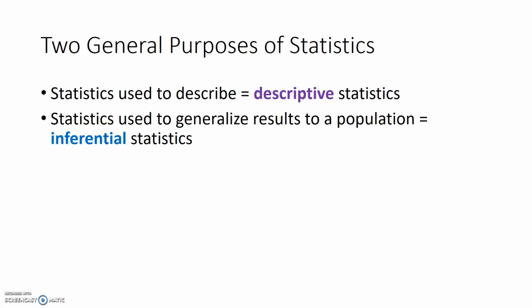So there's 2 general purposes of stats. If you just want to describe your data set, that's descriptives. If you want to infer from your data set to a population, so if you take a sample and you want to infer it to a larger group, that's when we're going to use inferential statistics. And this is really important because it matters what analysis we're actually using.